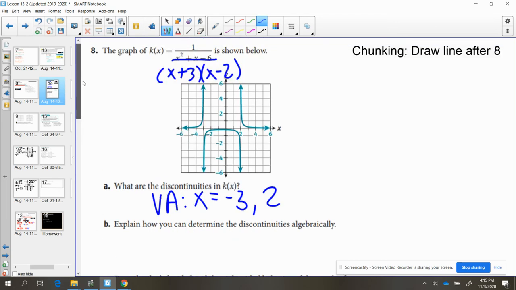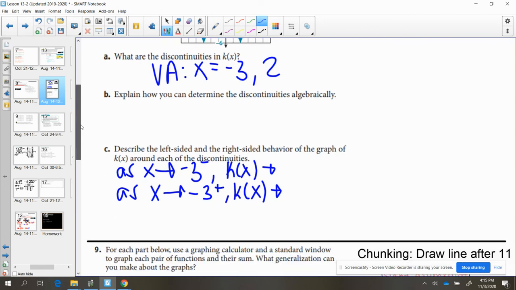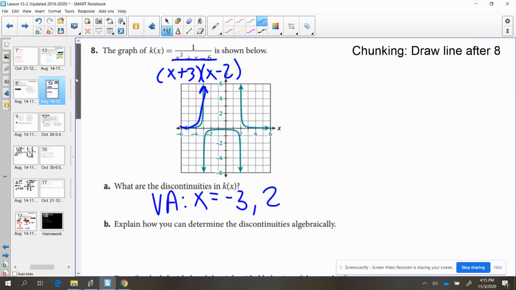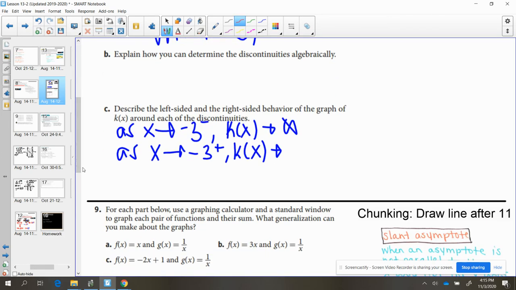So if we look at the first vertical asymptote, as we approach from the left-hand side, it's going to positive infinity. But as we approach this graph from the right-hand side, what we're noticing is that from the right-hand side of that vertical asymptote, it's going towards negative infinity. And that behavior is also going to be something we need to analyze for the other vertical asymptote as well.